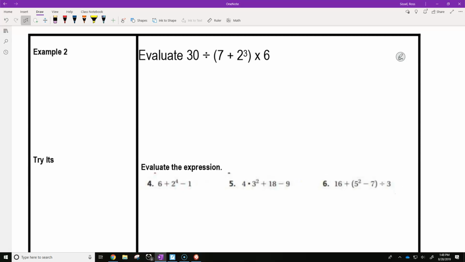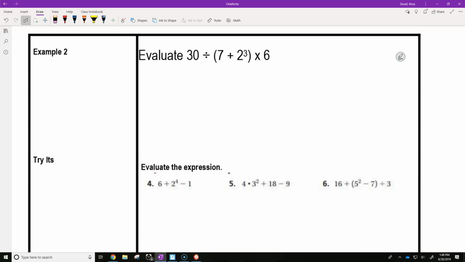Example 2. This is the one I have to teach again. 30 divided by parentheses 7 plus 2 to the third parentheses times 6. What's the only thing you see different here? An exponent. Good, they added an exponent. It's really just one extra thing. Typically in elementary, we did order of operations without exponents, just because that was pretty advanced for students to understand.